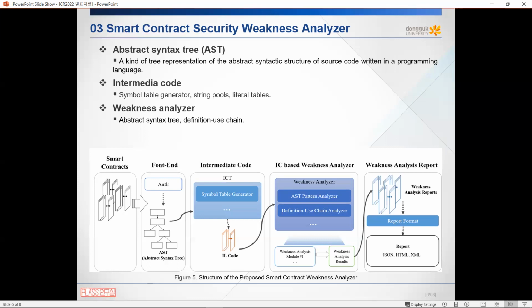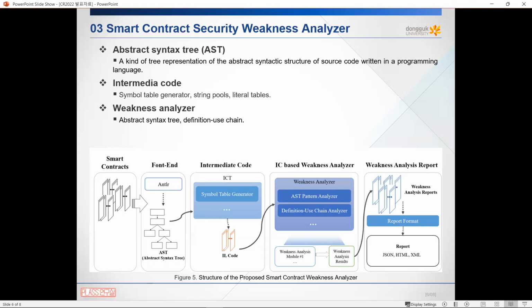Unlike the abstract syntax tree pattern, the definition-use chain generator generates the define-use chain of variable usage in the block. The definition-use chain is naturally divided into basic variable and adjust variable.